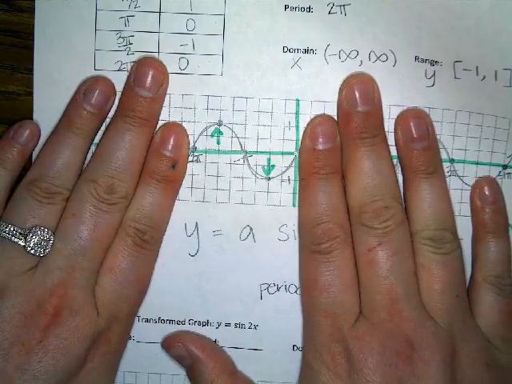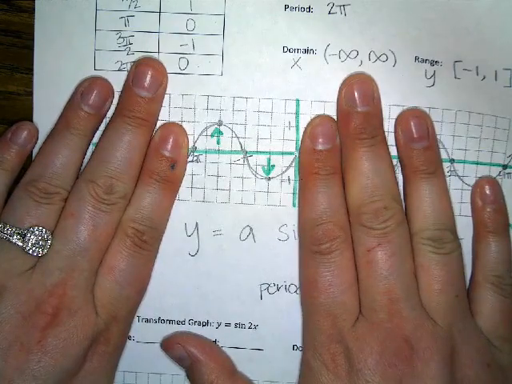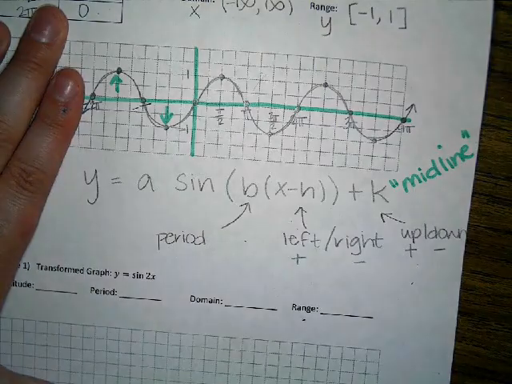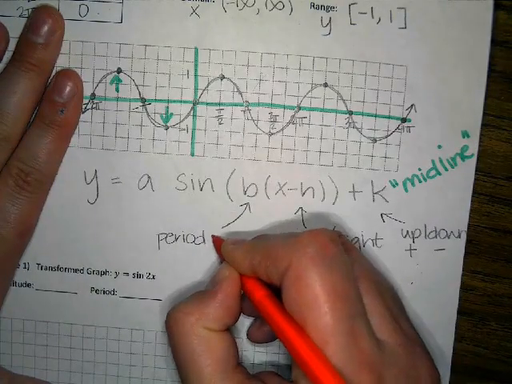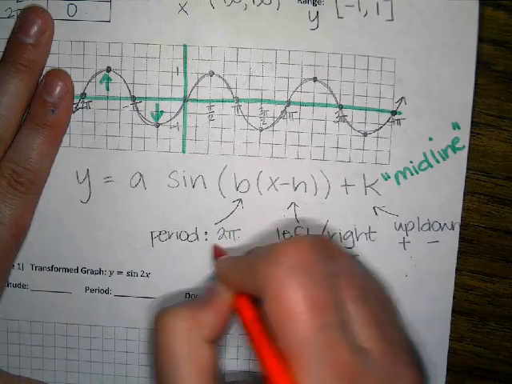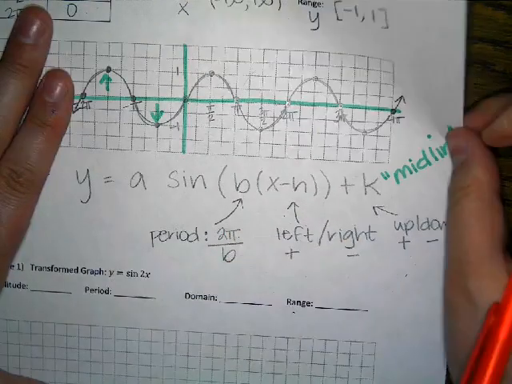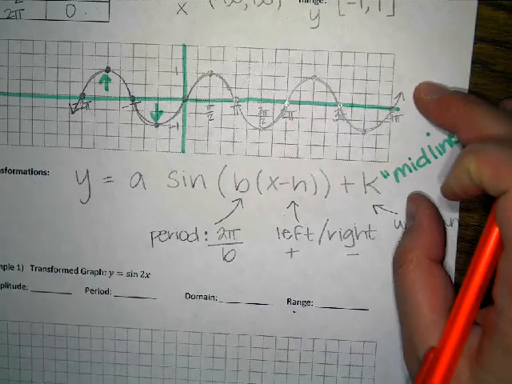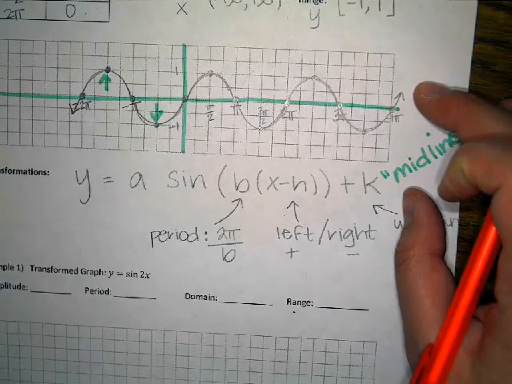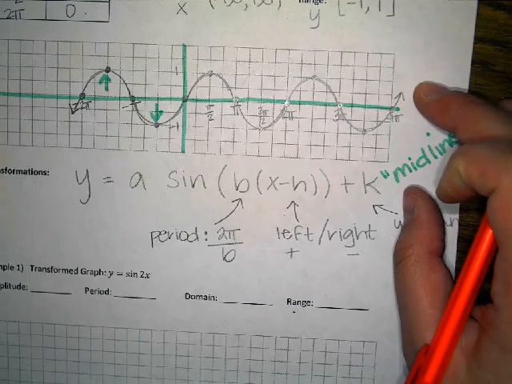So the b value can impact the period of the graph. The way that you calculate the period of the graph is you take 2 pi and you divide it by b. So you don't just take the b value and say, hey, that b value is the period. You don't do that. You take 2 pi, you divide it by b, and whatever the result is, that is the period of the graph. So it helps you with the formula.